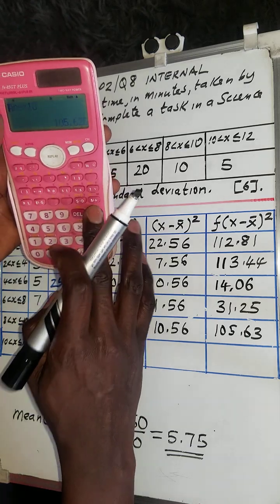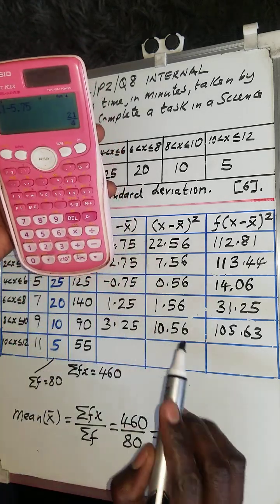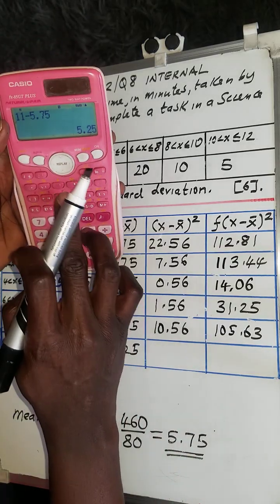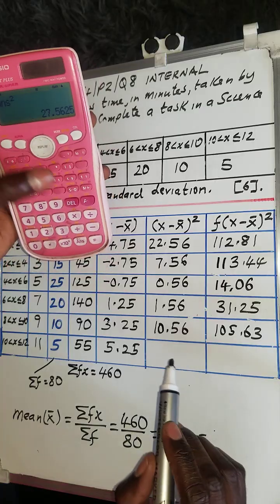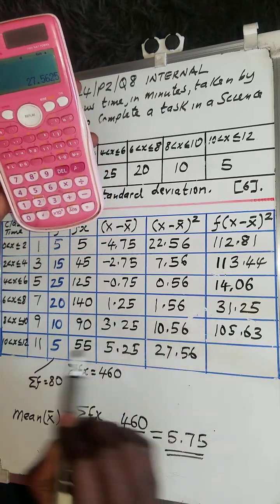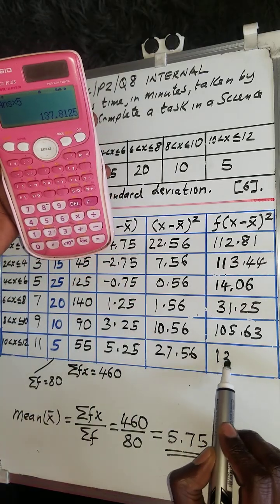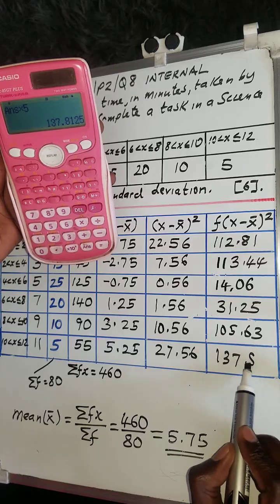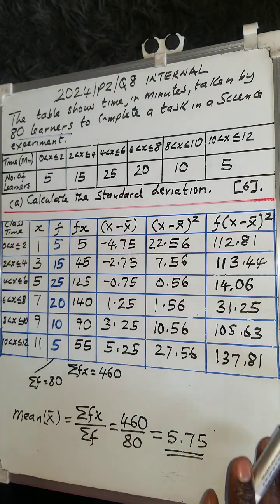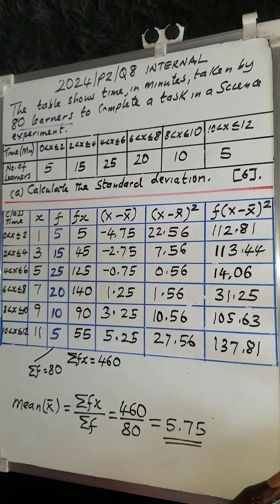The last one, it will be 11 minus 5.75. The value that I'm getting there is 5.25. This value on your calculator, you square it, it is simply giving me 27.56, and this value multiplied by 5 there. So it is simply giving me 137.81. So you can see it is very easy. You finish one row, go to the next one. Instead of stopping here and there, it will be a sheer waste of time in the exam.